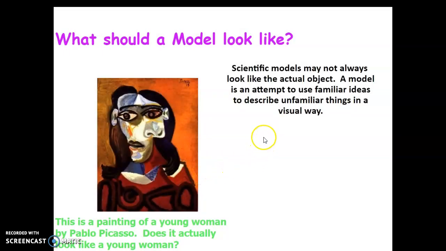So what should a model look like? Scientific models may not always look like the actual object. A model is an attempt to use familiar ideas to describe unfamiliar things in a visual way. So I picked this picture. This is by a young woman, by Pablo Picasso. It doesn't actually look like a young woman in real life, but you get the idea, right? You can kind of see long hair and her lips and her eyes. So you could guess it was a woman, but it's not exactly a true interpretation, not like taking a photograph.